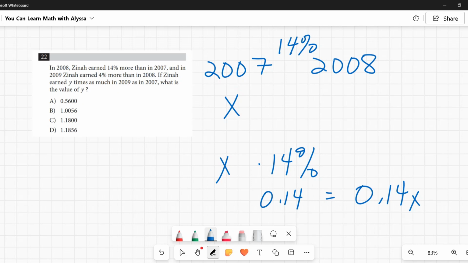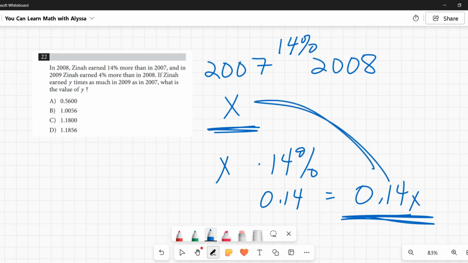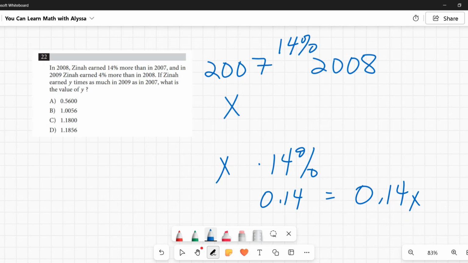So there's two ways you can look at it. You can look at it as saying, well, she made x amount of dollars in 2007. She made 14% more. And then I'm going to add those together to get 1.14x because it's 1x plus 0.14x. That absolutely is a valid way to look at it.